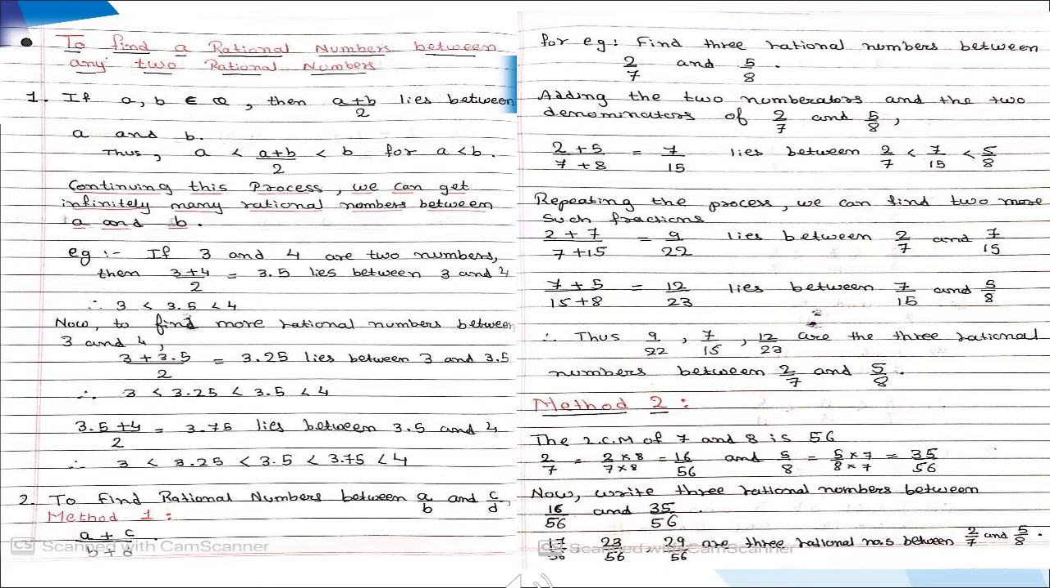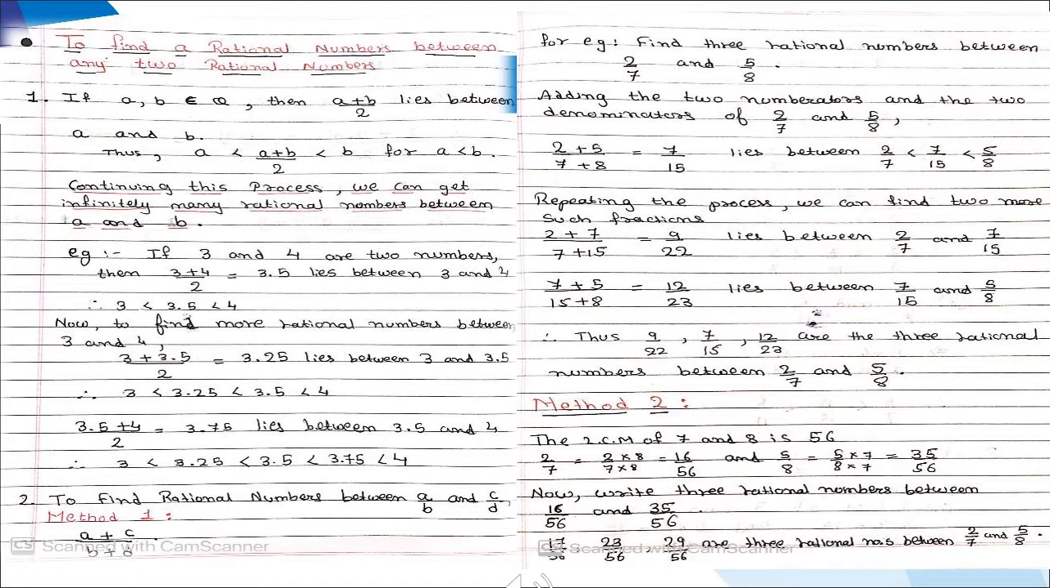Why will it lie between them? Because you have added those two numerators and denominators. Once you have taken the lowest fraction and that 7 upon 15, now you will take the greater fraction, that is 5 upon 8 and 7 upon 15. So when you add it, 7 plus 5 is 12, 15 plus 8 is 23, you have got 12 upon 23, which will lie between 7 upon 15 and 5 upon 8.